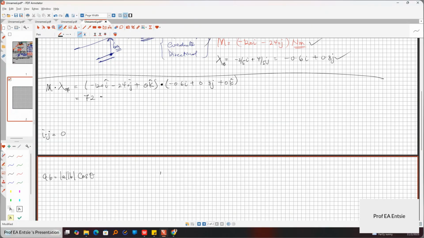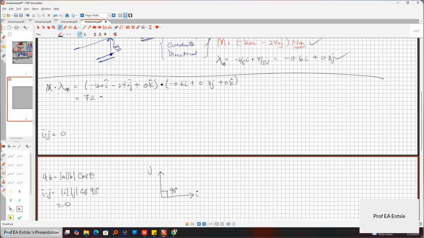So let me just help you understand this. This is I, which is the X component. This is J. What is the angle between I and J? 90. So if I should find I dot J, it means the magnitude of I, magnitude of J, cos the angle between I and J, which is 90. Cos 90 is 0. So whenever I see I dot J, it is 0.